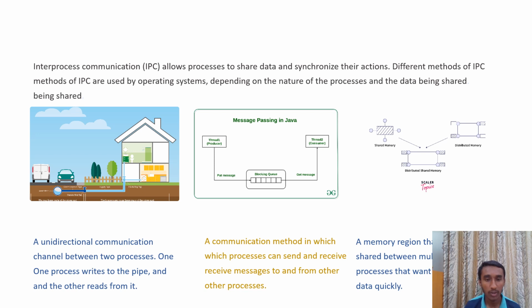Inter-process communication (IPC) allows processes to share data and synchronize their actions. Different methods of IPC are used by the operating system depending on the nature of the process and the data being shared. Pipes: a unidirectional communication channel between two processes. One process writes to the pipe and the other reads from it. Message passing: a communication method in which processes can send and receive messages to and from other processes, as we can observe from the following diagrams.